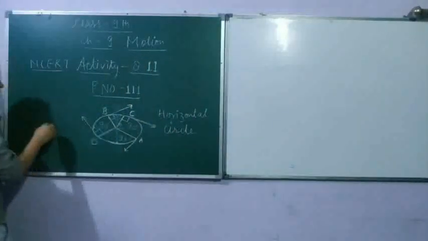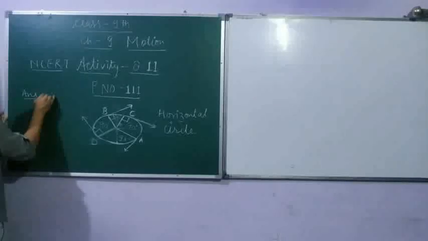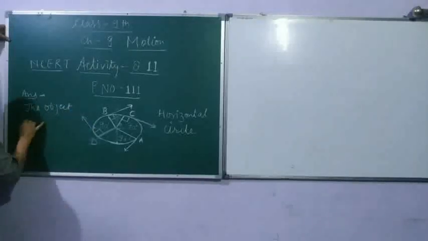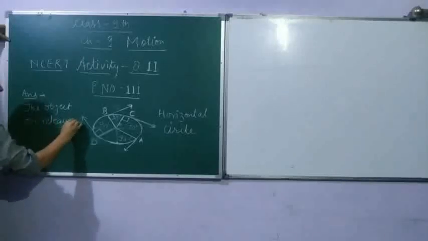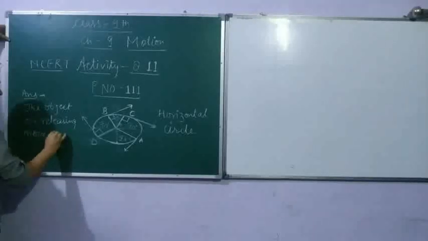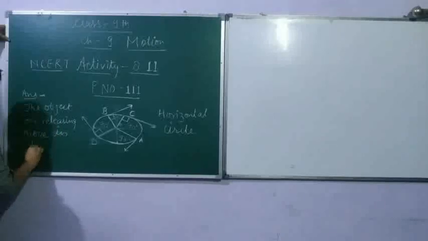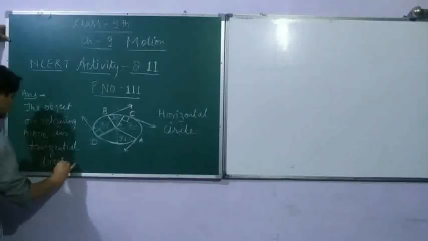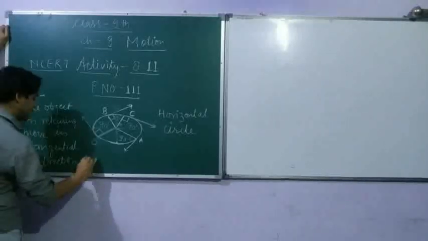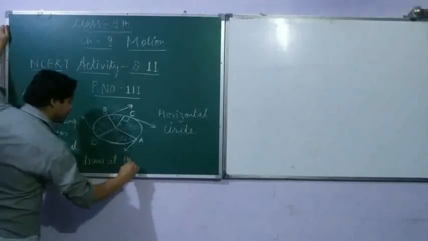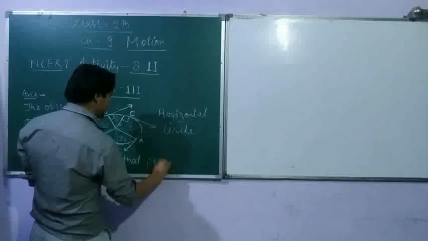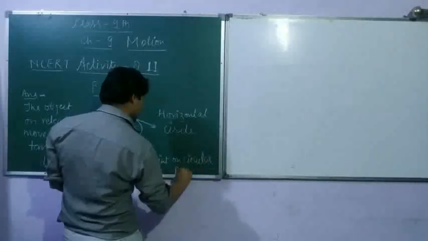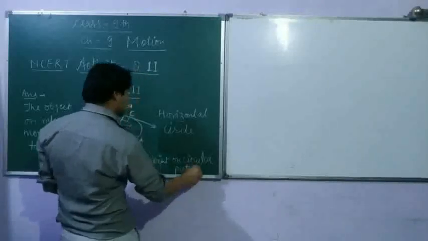So the conclusion of this activity is, if we have to answer this, then we may write: the object on releasing moves in tangential direction drawn at that point on the circular path. Okay, so this is the conclusion.